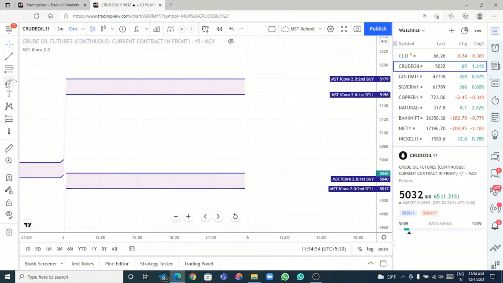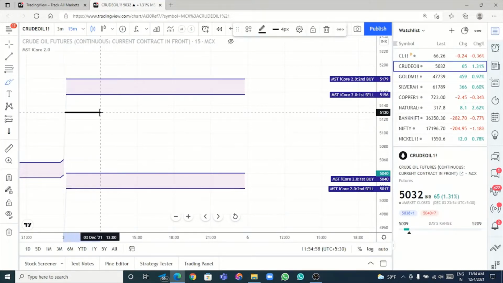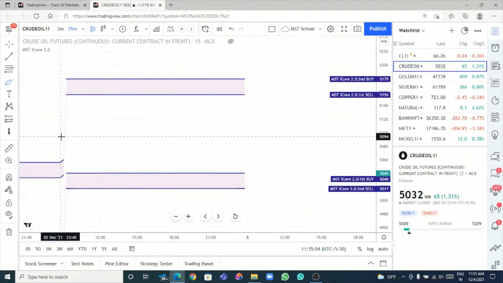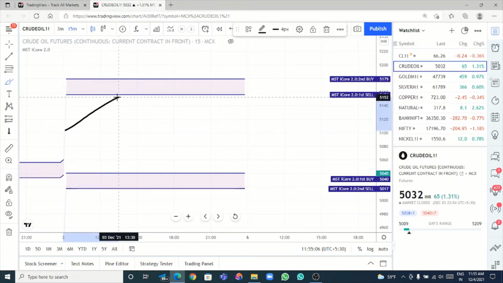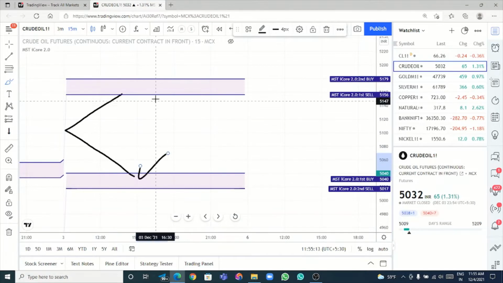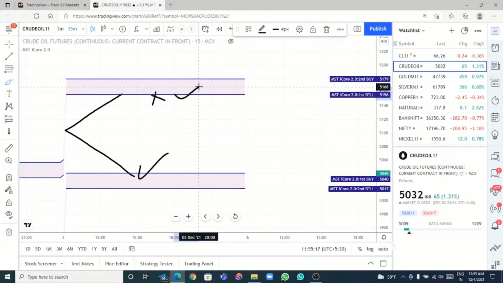I explain the logic first. The market will open somewhere here or here or here. Anywhere it will open, don't worry. The market has to reach either this side first or this side first. If the market has reached the buy entry, there is no sell. If the market has reached the first sell entry, then there is no buy. This is the default basic essence of the strategy.